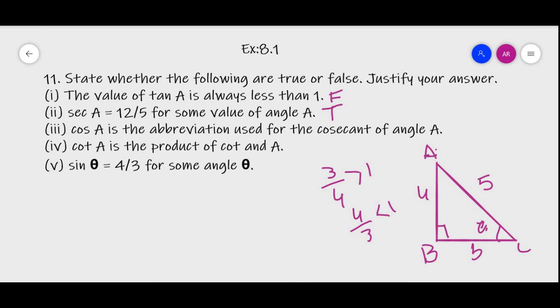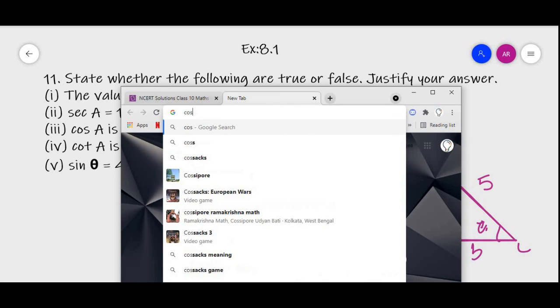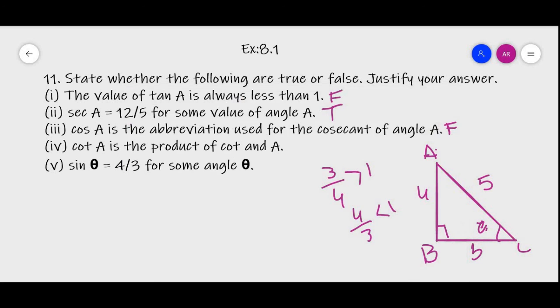Number 3: cos A is the abbreviation used for the cosecant of angle A. It's 100% false, because the abbreviation of cos is cosine and not cosecant. So we are done with the question. Number 4: cot A is the product of cot and A. It's again false. A is the angle that is being used after cot. They are not being multiplied. It's just the angle, so you cannot multiply them or separate them.